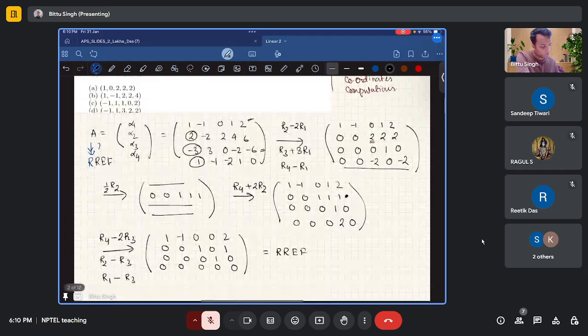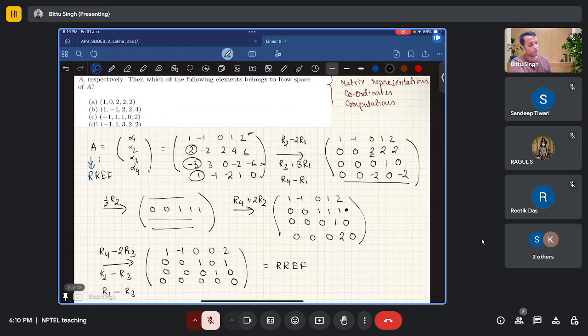Now can you see which of the following is in the row space from here? So 1 0 2 2 2, is it there? Can you write it as a combination of those rows? There are 3 different rows, 3 linearly independent rows. This is R1, this is R2, and this is R3. So which can be written in terms of this?